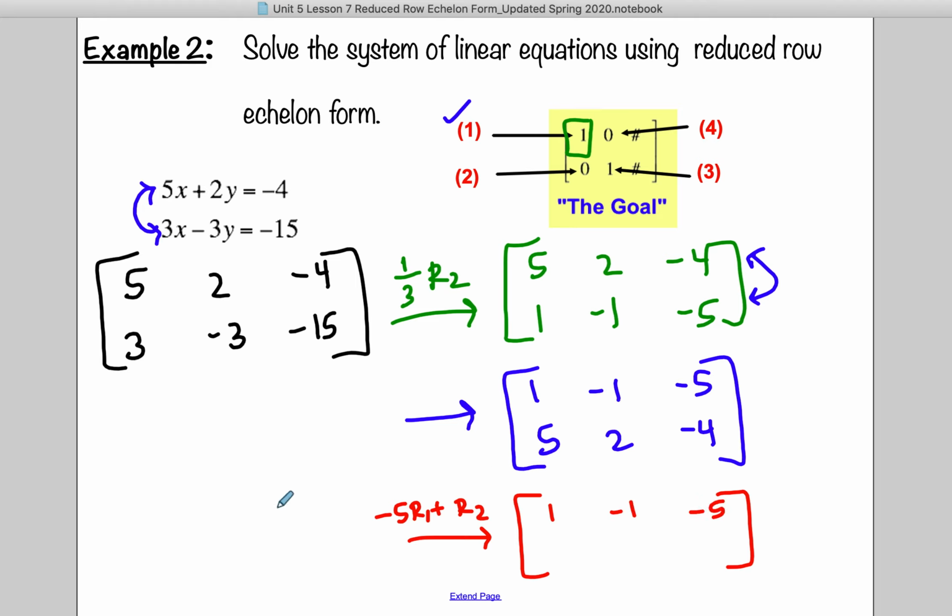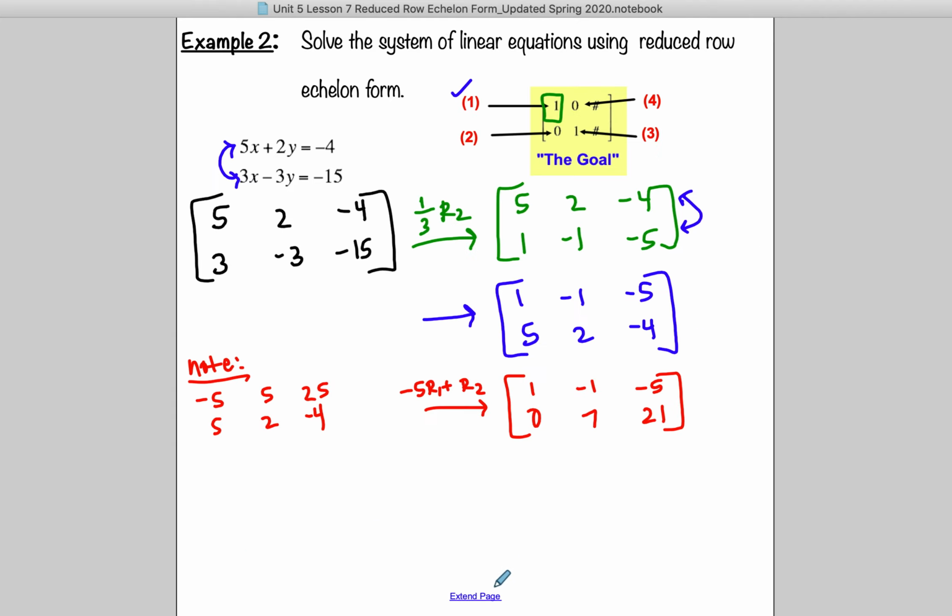And now from here, I'm going to do my little note off to the side. So I multiply all of row 1 by -5. So I got -5, 5, 25. And then row 2, 5, 2, -4. And then I add the two. This gives me 0. This gives me 7. This gives me 21. Now I have met goal number 2.